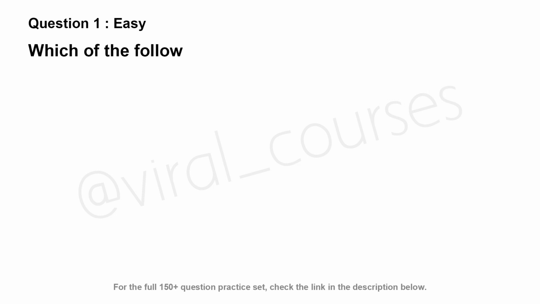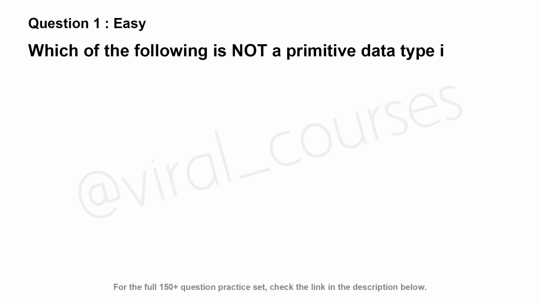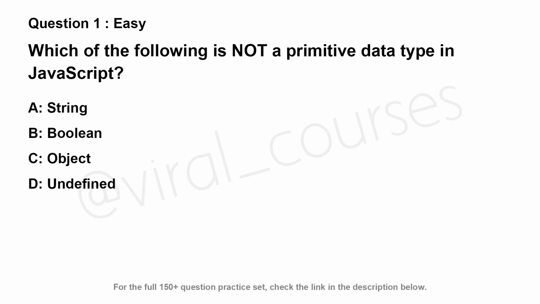Which of the following is not a primitive data type in JavaScript? Option A, string. Option B, Boolean. Option C, object. Option D, undefined.